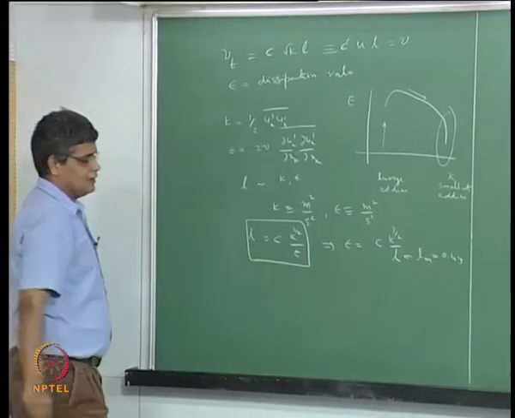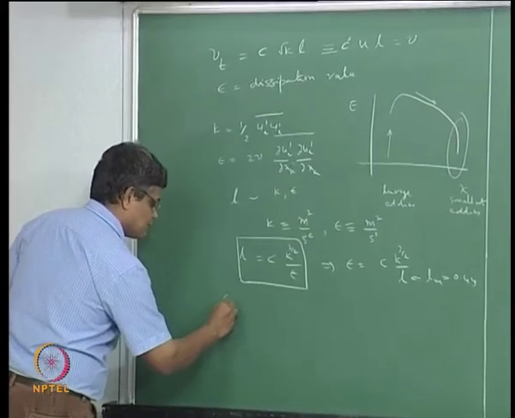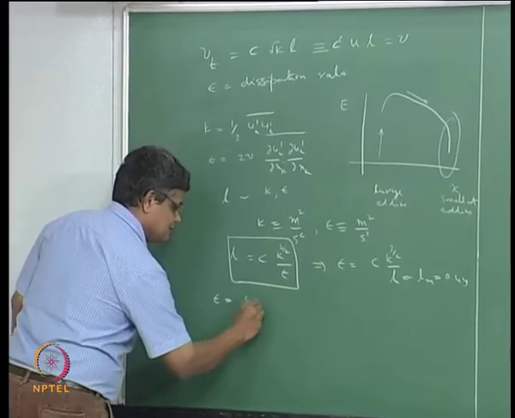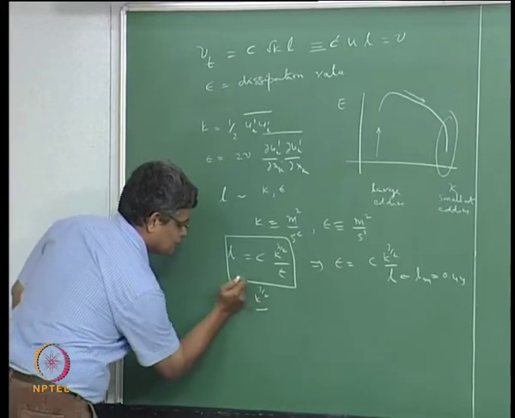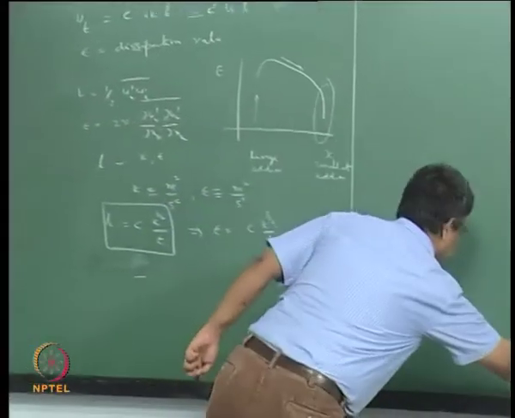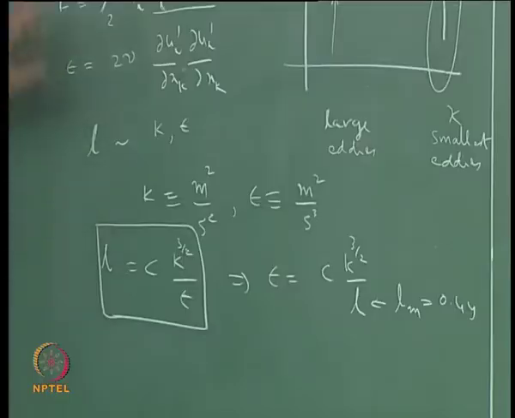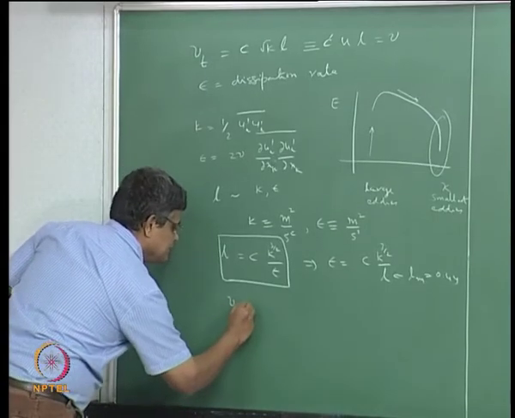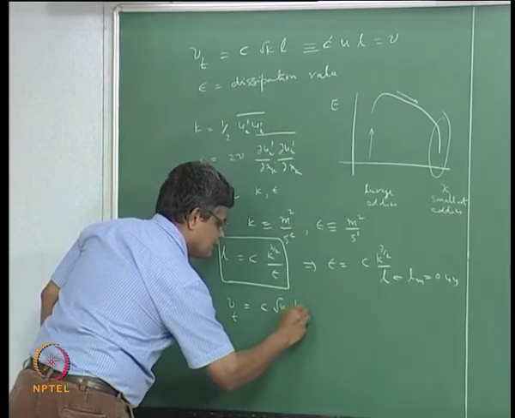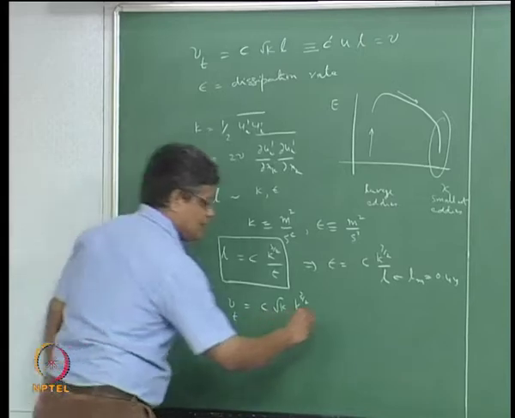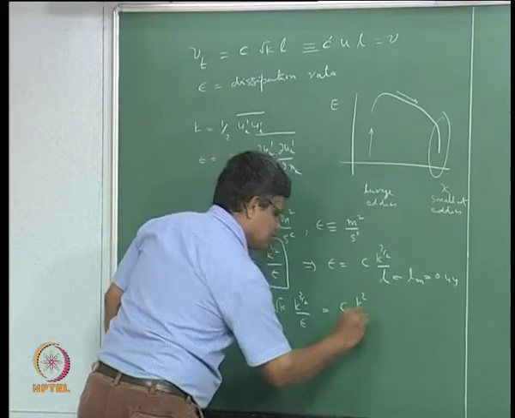to invert this relation and say that epsilon is given by, okay, it's already inverted here. We make use of this relation to substitute this into this and say that nu t is some constant times square root of k times k to the power 3 by 2 by epsilon, and therefore a constant, let us call this c mu, times k square by epsilon.